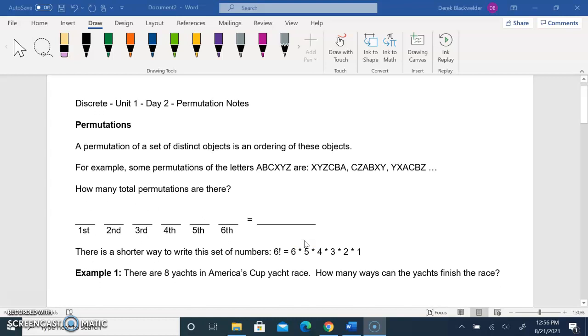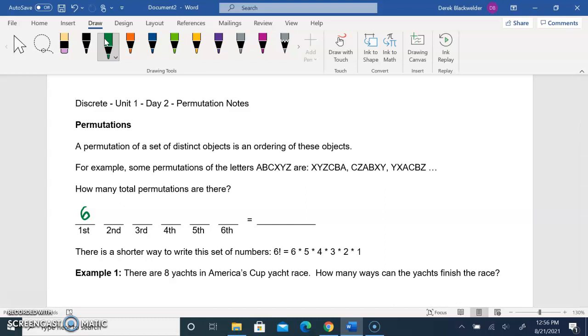the fundamental counting principle. And so what happens in that first spot, our first placeholder, we have 6 options. It could be an A, it could be a B, it could be a C, it could be an X, it could be a Y, or it could be a Z. So in that spot, we're going to put 6. So there's 6 options there.